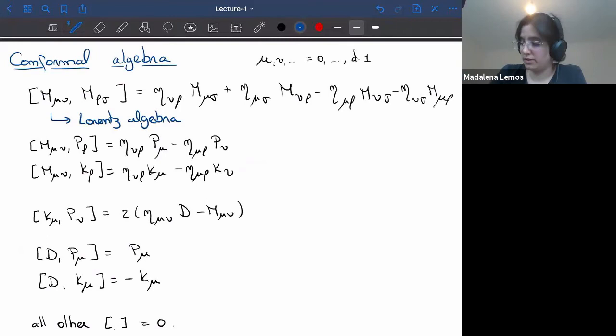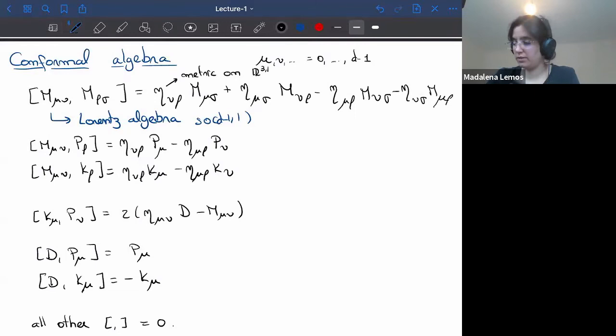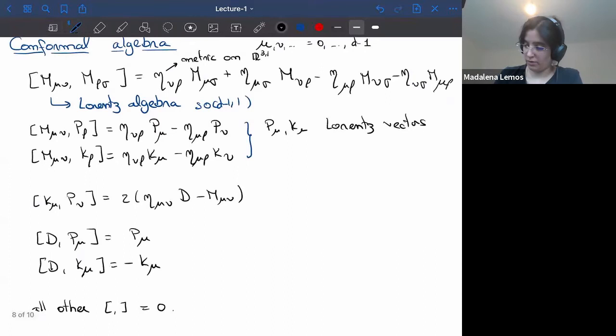So this is SO(P−1,1) in Lorentzian signature, and here these etas are the metric on R^{3,1} if I mean Lorentzian, or if you want to Wick rotate, they would be on R^4. And then we see here that P_mu and K_mu are Lorentz vectors. All commutators I have not listed vanish.